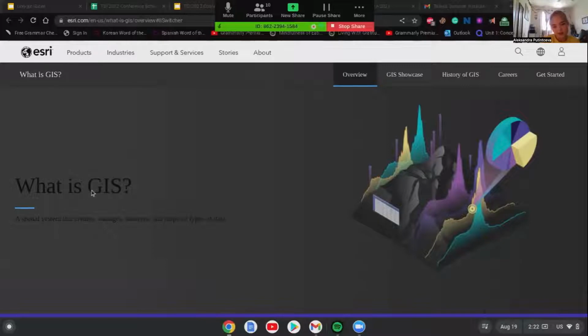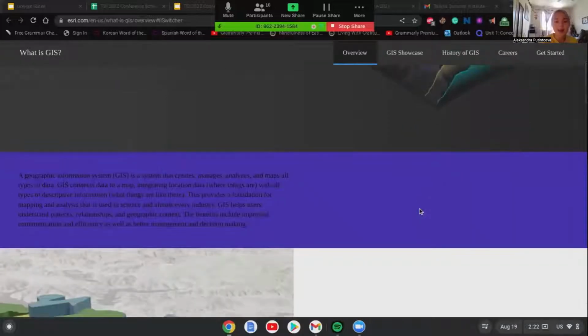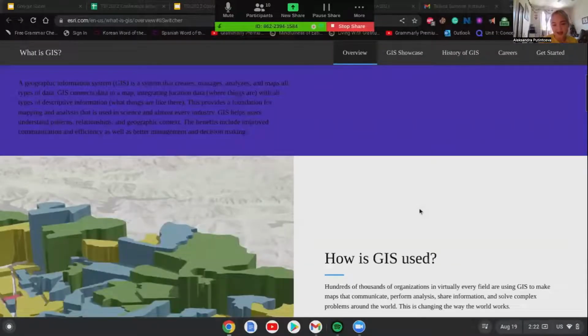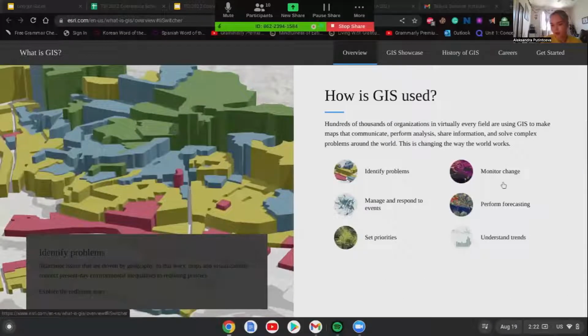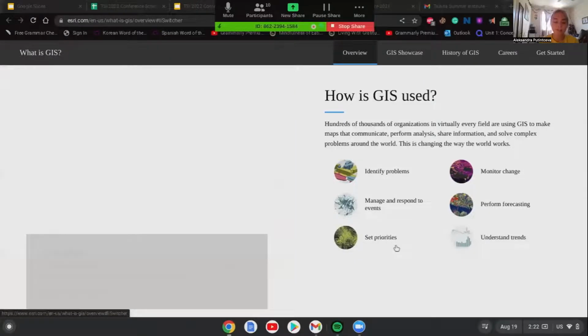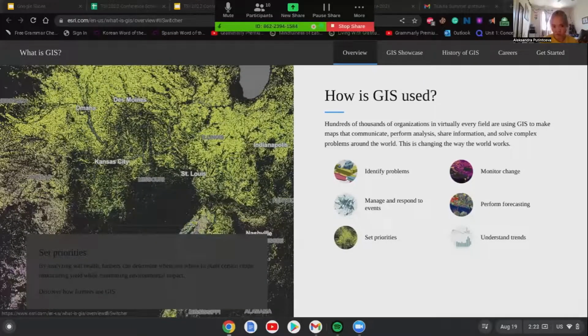So what is GIS? It's a spatial system that creates, manages, analyzes, and maps all types of data. It has many uses, like identifying problems, monitoring change, managing and responding to events, performing forecasting, and setting priorities in response to environmental changes. So that's how it ties into environmental science.